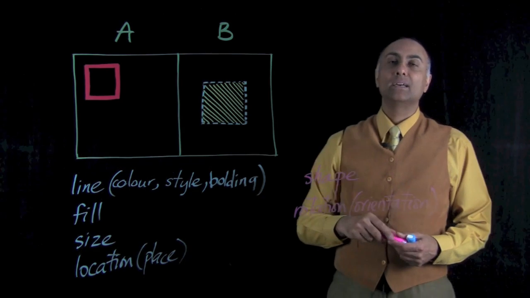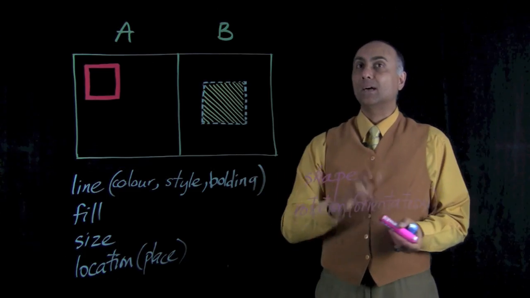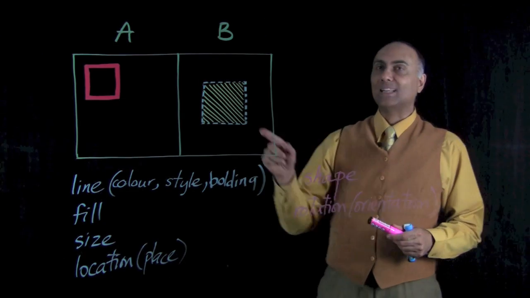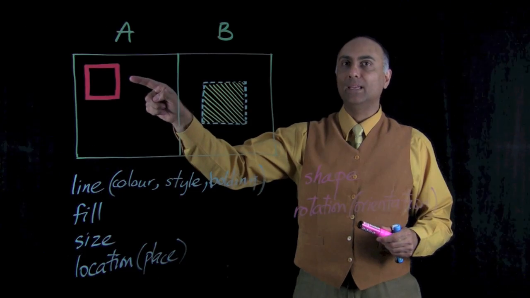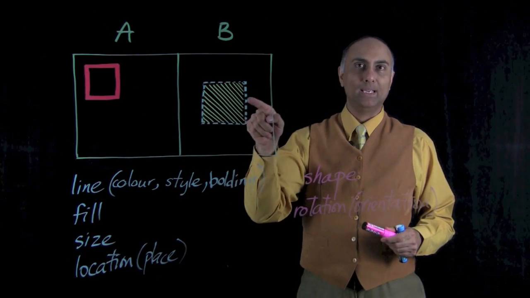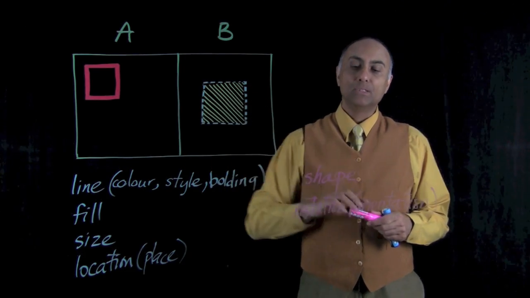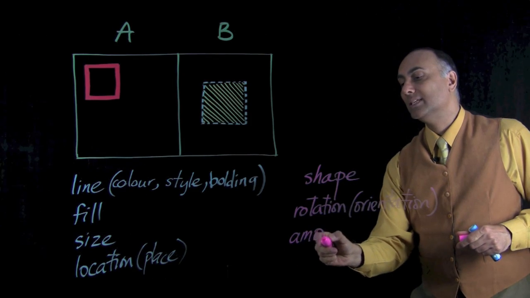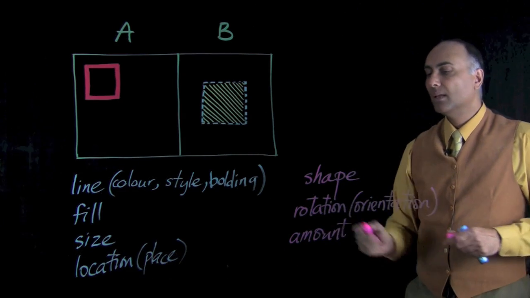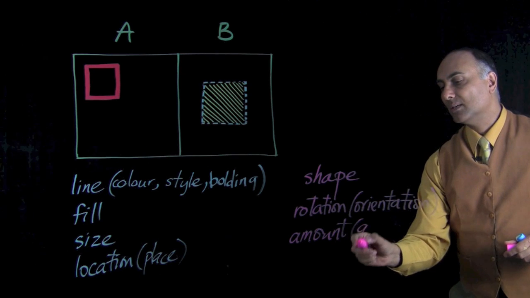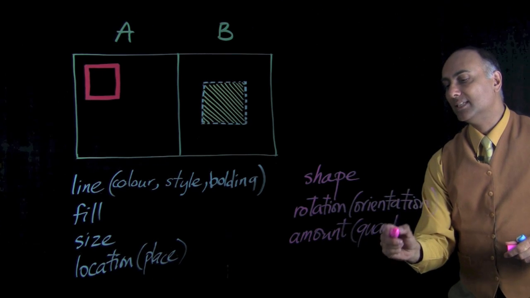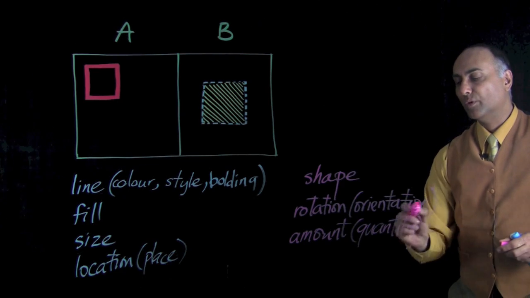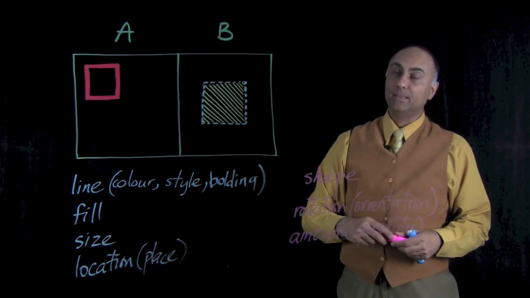And I said there's one more. So what is that other one more? Well, I just gave you a clue. The fact that there is only the one square here and there is only the one square here. So one shape, one shape. So we can call that amount. They have the same quantity or amount. So amount, equally well, you can call it quantity. Or if you want to put it in a phrase, it's how many.